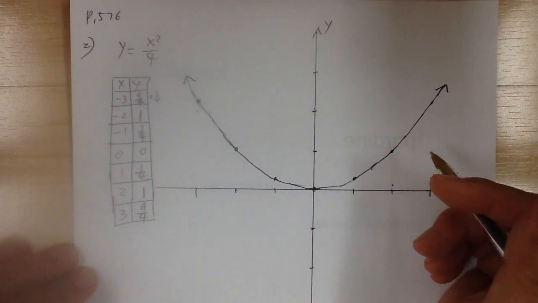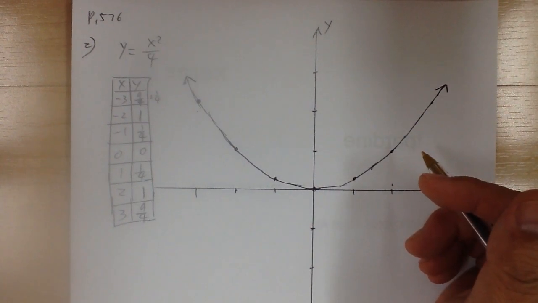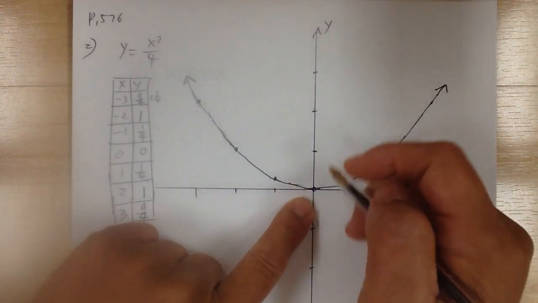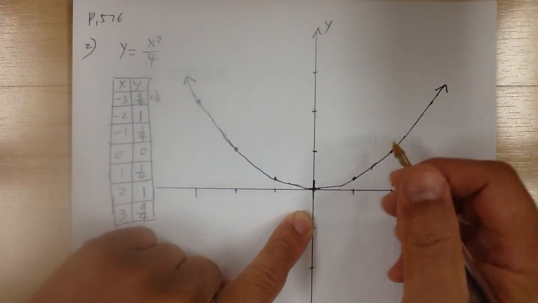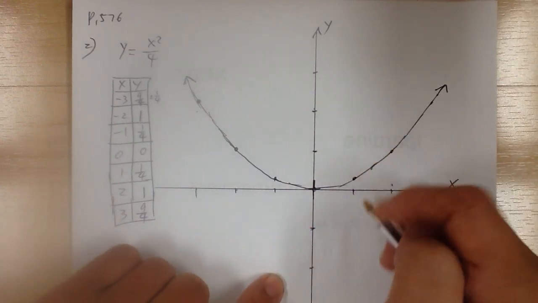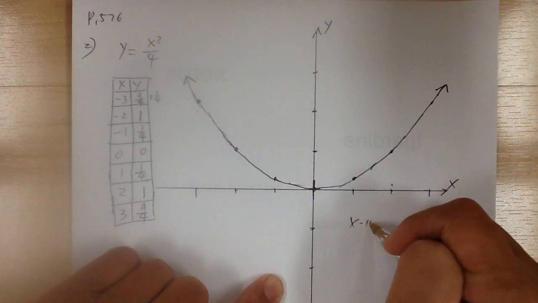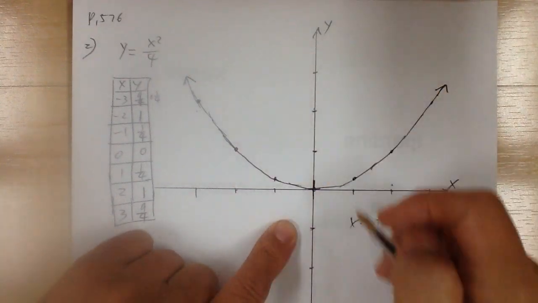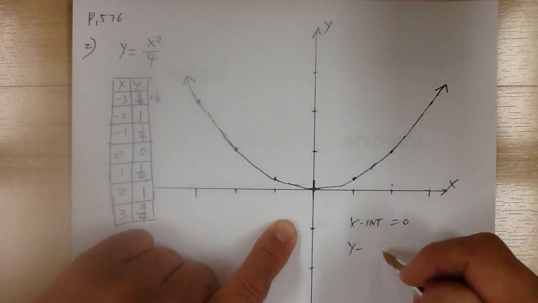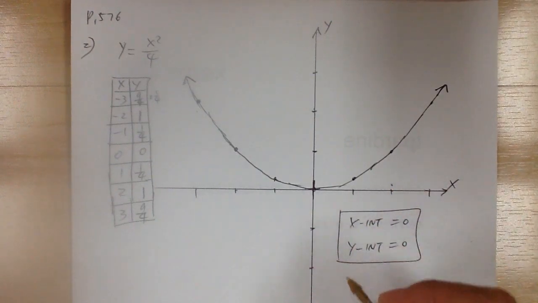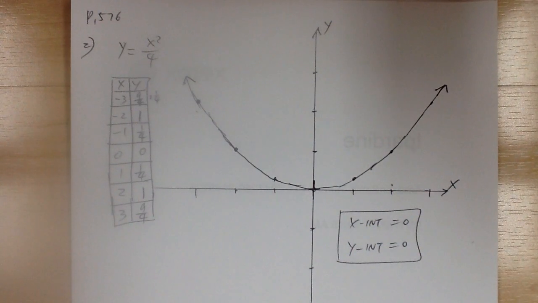Okay, and you're looking for, then after that, name the x-intercept and y-intercept. So x-intercept is where it crosses off the x. Okay, so that's over here. So x-intercept would be 0. Okay, so x-intercept is equal to 0. That's where it crosses over the x. Y-intercept is where it crosses over the y. Okay, so it's also equal to 0. Okay, let's go to the next one.